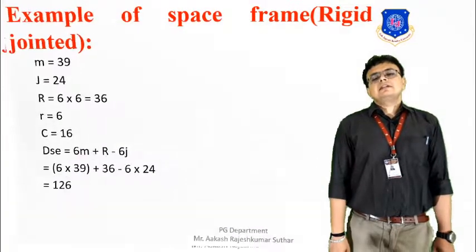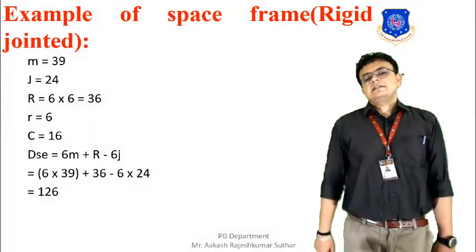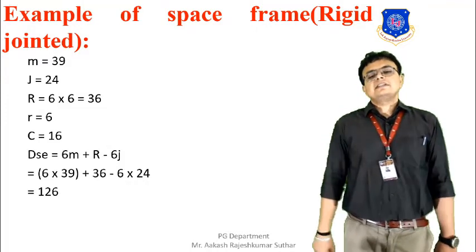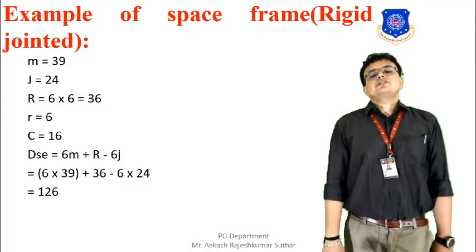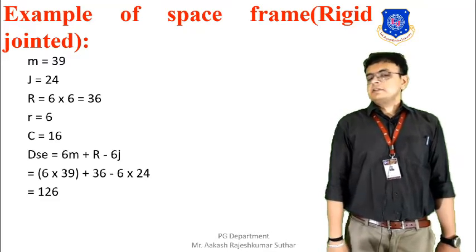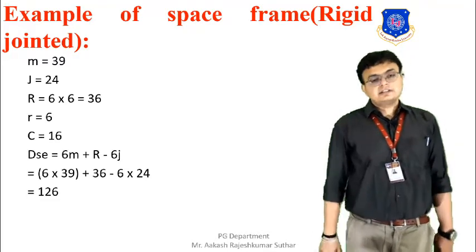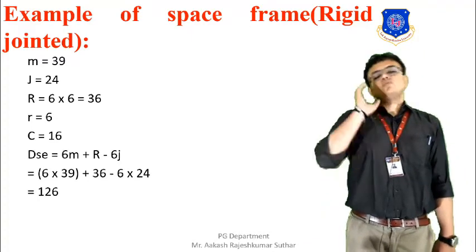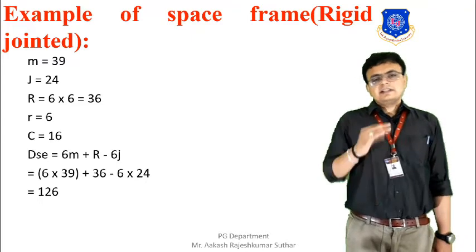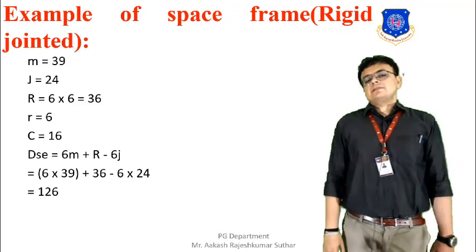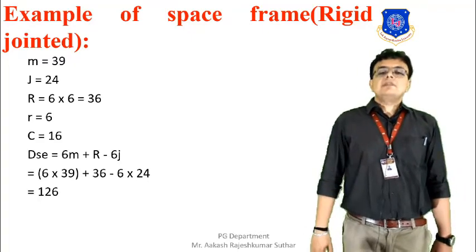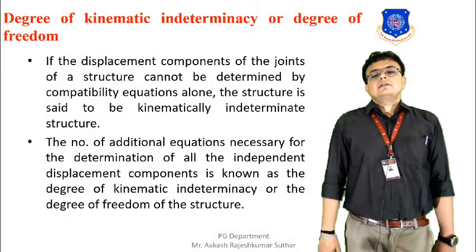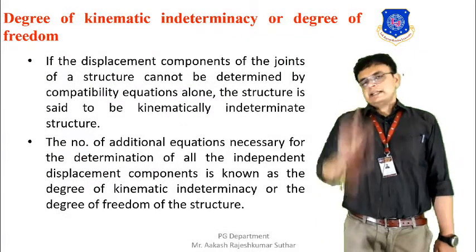So based on that, our DSE, degree of external static indeterminacy, can be found from the formula 6m plus capital R minus 6j. 6 into the number of members, that is 39, plus reactions, that is 36, minus 6 into 24. So cumulatively it will be equal to 126. Hence we can say that for this particular space frame the degree of external static indeterminacy will be equal to 126. Okay, so this was our example.